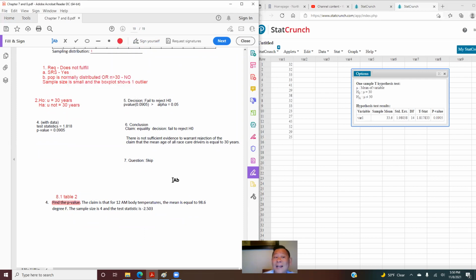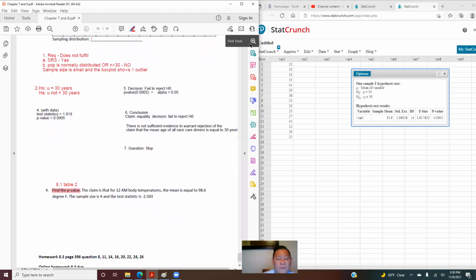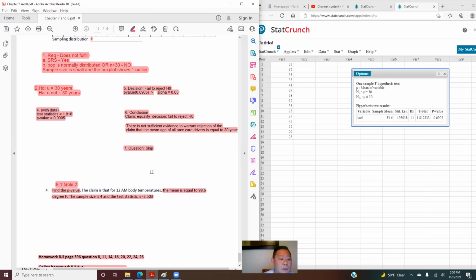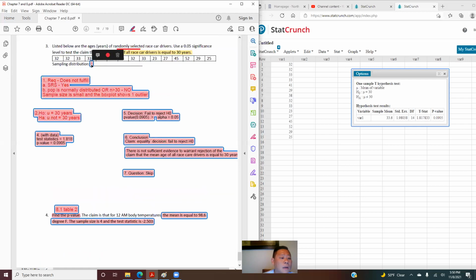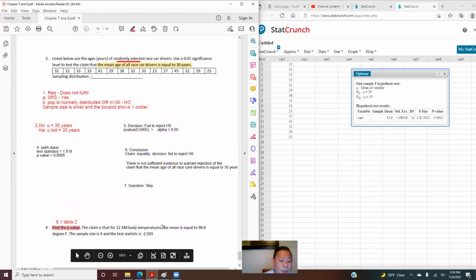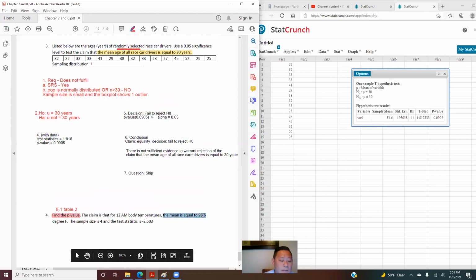So there is a claim. As usual, no matter whether you find the p-value or do a hypothesis test, there is a claim. And the claim says that the mean in this case is equal to 98 points. The mean is equal to this.